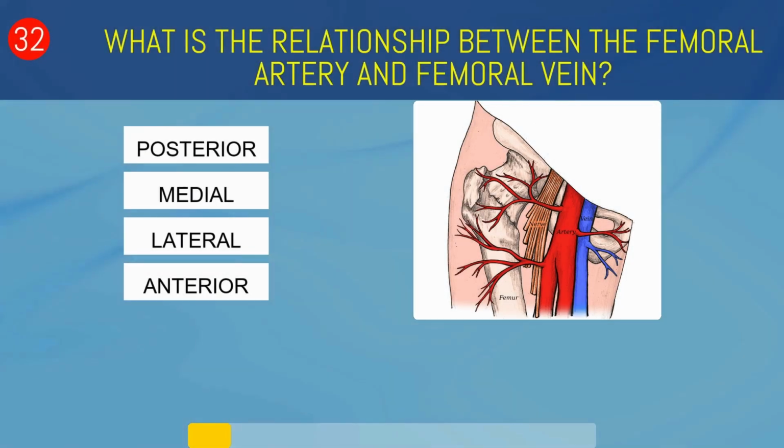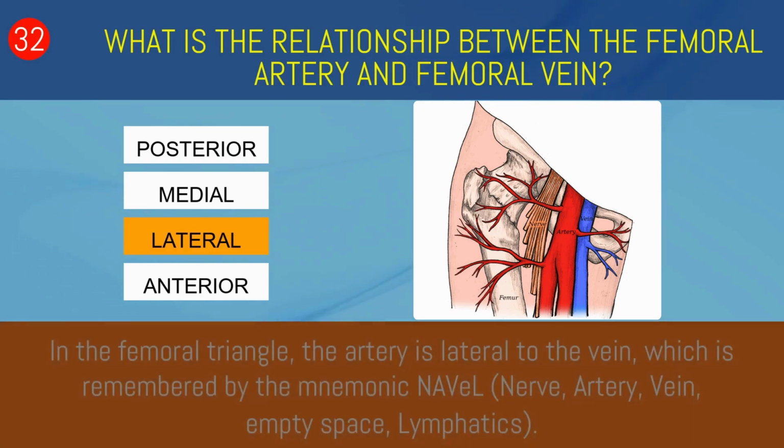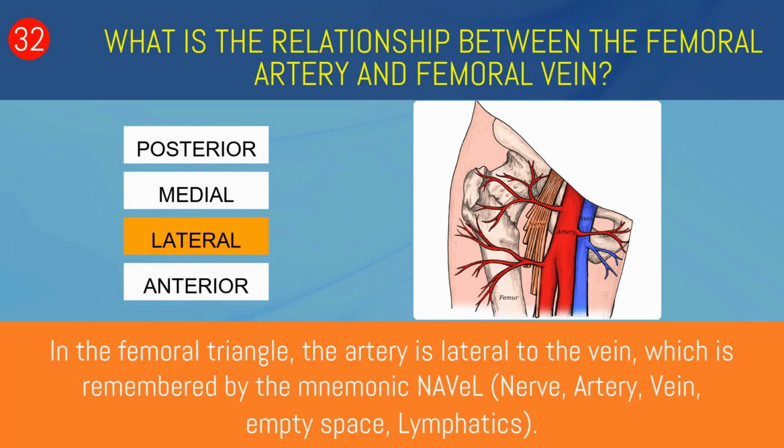What is the relationship between the femoral artery and femoral vein? Posterior, medial, lateral, or anterior? Lateral. In the femoral triangle, the artery is lateral to the vein, which is remembered by the mnemonic NAVEL.